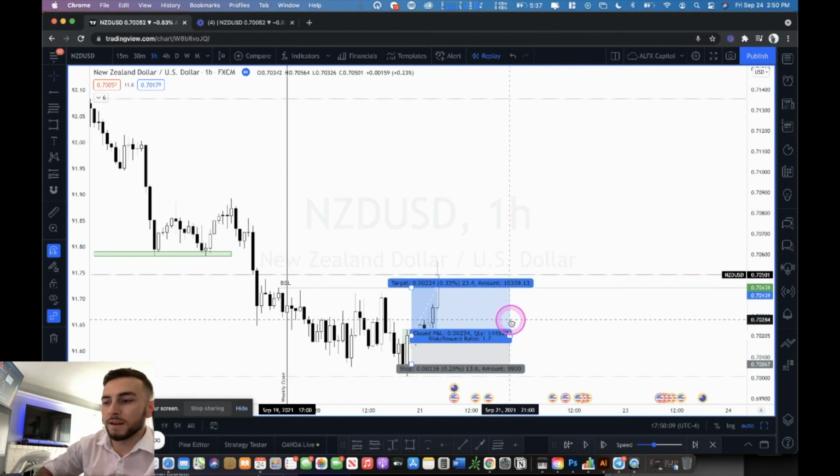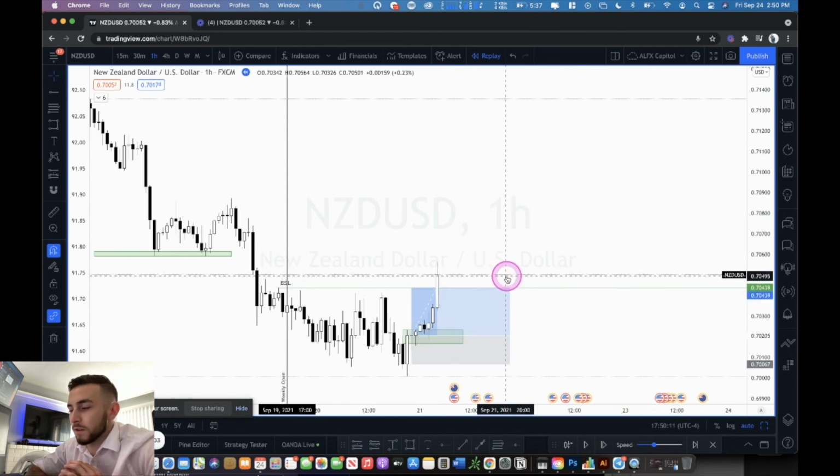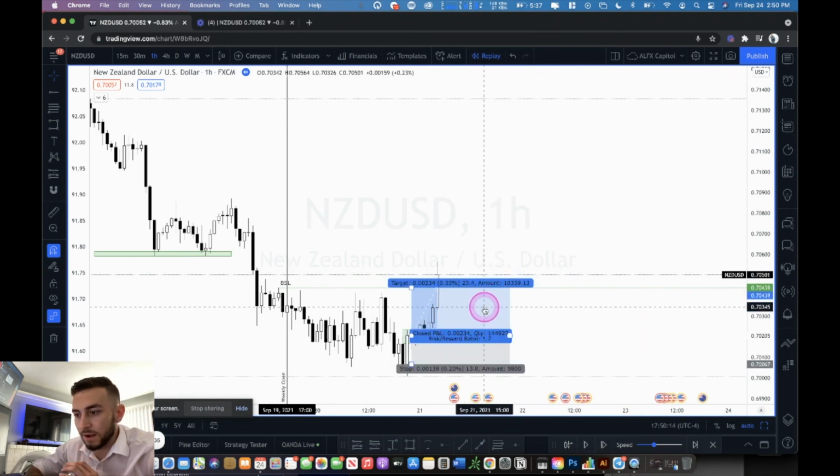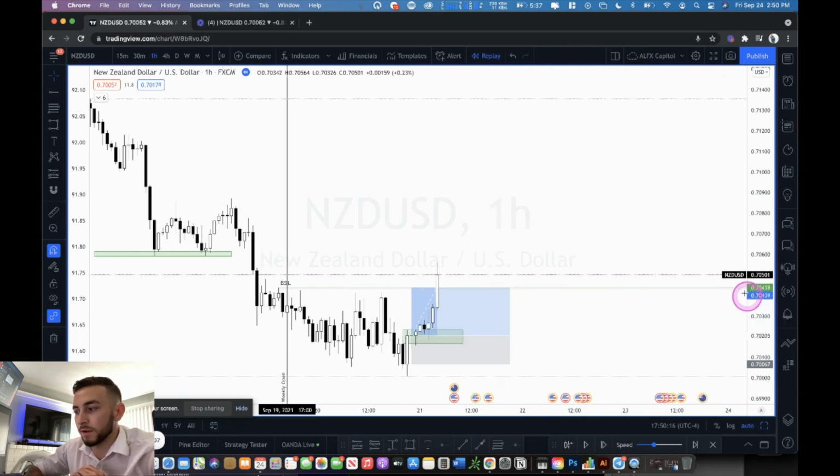Boom, take profit hit, and that took 6 hours. So in 6 hours, you could have locked in 170% profit on your initial investment. And you could see where the hourly candle closed right at 0.705. Perfect trade. This was on Tuesday. So you're getting the week started right there, 170% locked in.